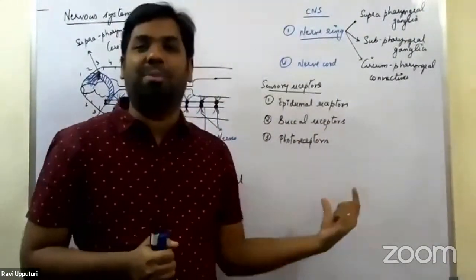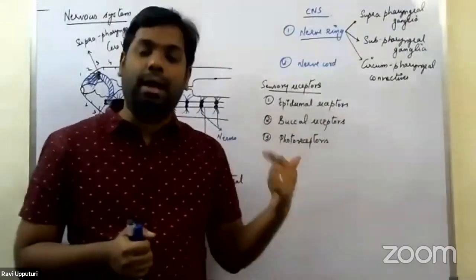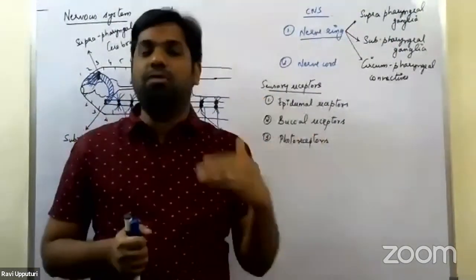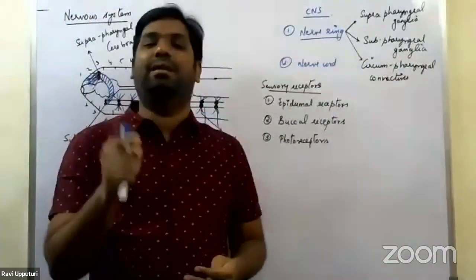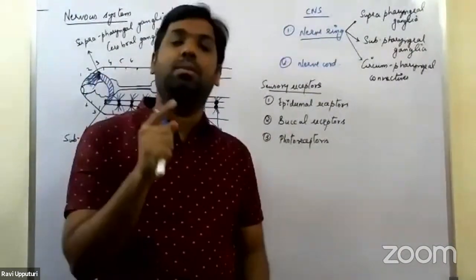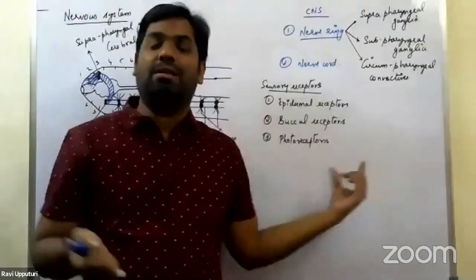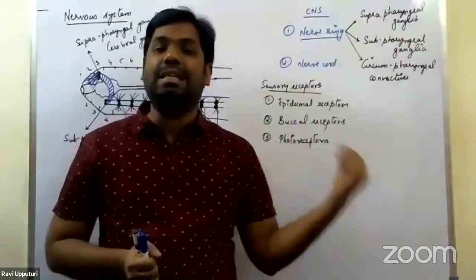So these photoreceptors are said to be more abundant on the epidermis of the dorsal side of the body of this organism, and most abundant in the peristomium as well as the prostomium. So they are responsible for detecting the intensity of the light.